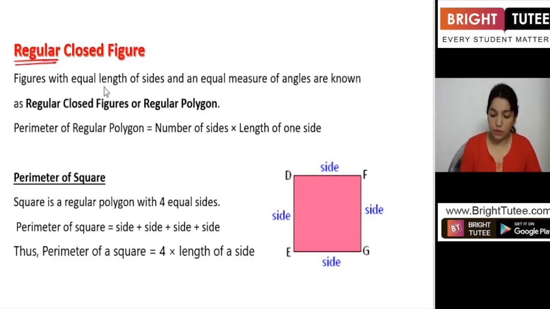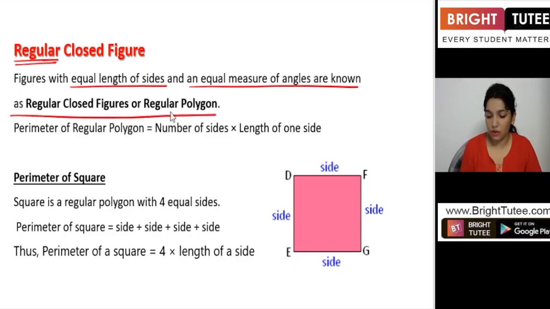So it says the figures with equal length of sides and equal measure of angles are known as a regular closed figure, or we call it a regular polygon. Clear? Perimeter of a regular polygon is the number of sides times the length of one side. Very simple. Here you can see the perimeter of a square. How many sides are there in a square? Total 4 sides, right? So if you know the length of one side, you will calculate the perimeter of the square by multiplying it by 4.